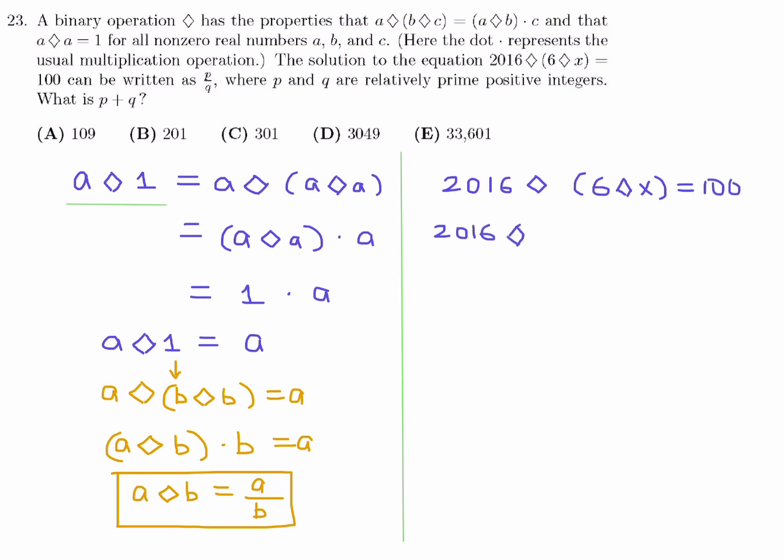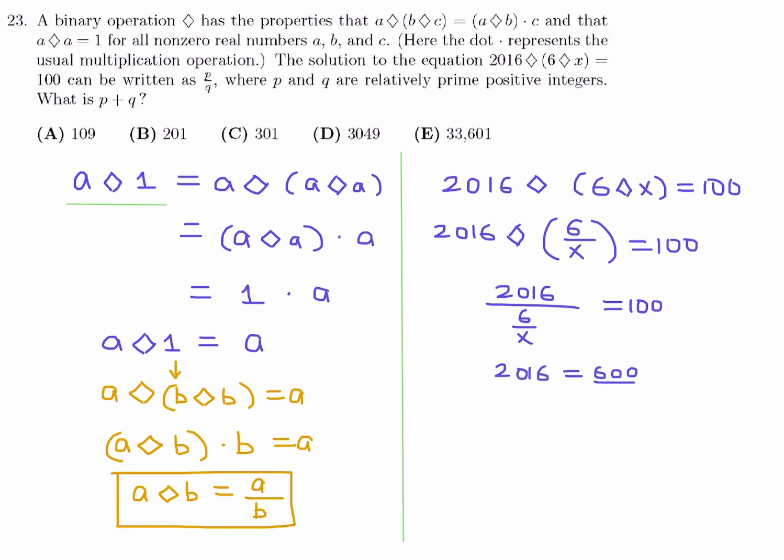6 diamond X, according to this binary operation, would be just 6 over X, like that. And that's 100. And now this, according to that definition, would be 2016 over 6 over X is equal to 100. Cross multiply, and you get 2016 is equal to 600 over X, and therefore X is equal to 600 over 2016. There we go. We've just figured out the solution.